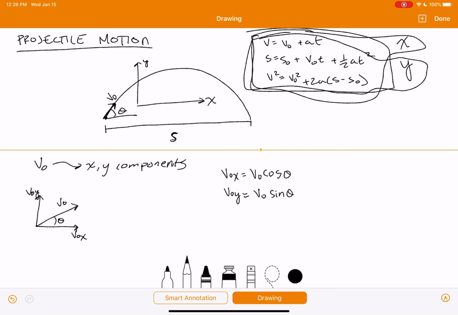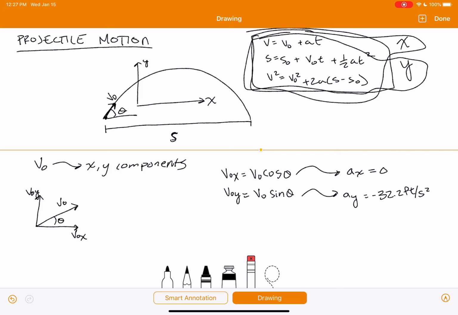Another thing to know is that acceleration in the x direction is equal to 0. Acceleration in the y direction is equal to gravity, so negative 32.2 feet per second squared. You've got to remember that it's 0 in the x direction because gravity does not work horizontally. It only works up and down, which is our y direction.